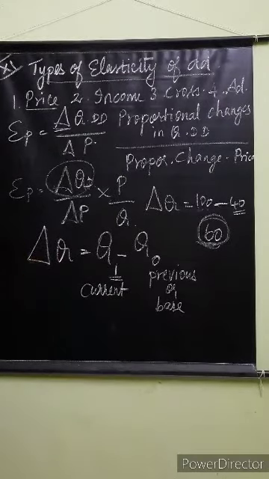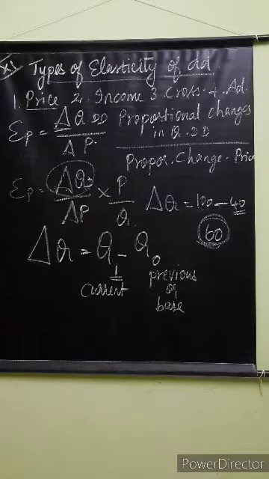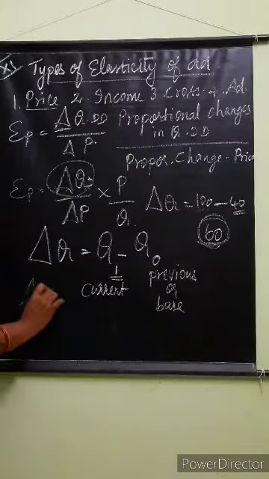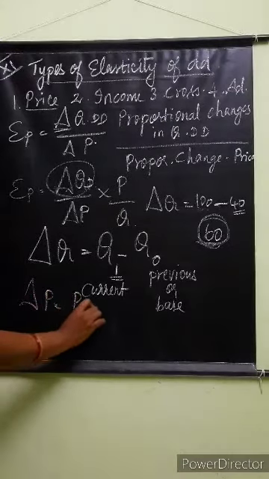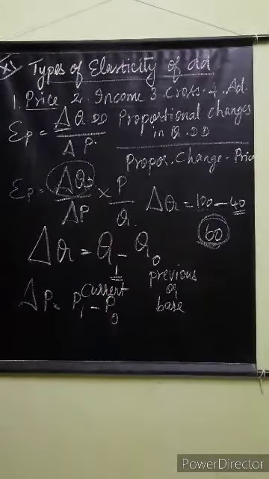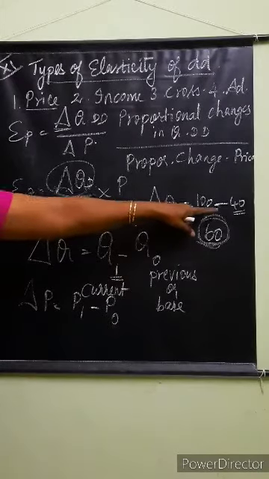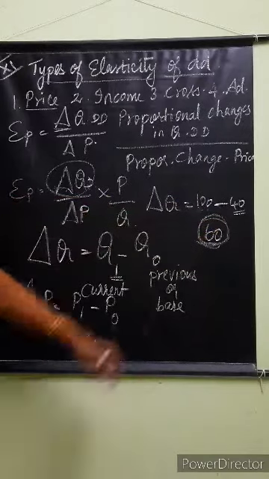So, this is the formula for price elasticity demand. And the same way, if you want to calculate delta P, like how you calculate delta Q, you have to calculate P minus P naught. Current price minus previous price. Current price 100, previous price 40.